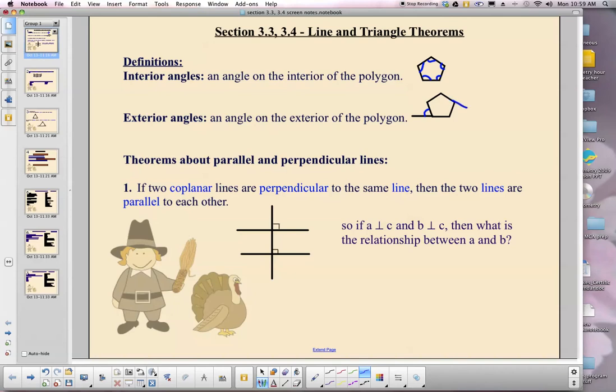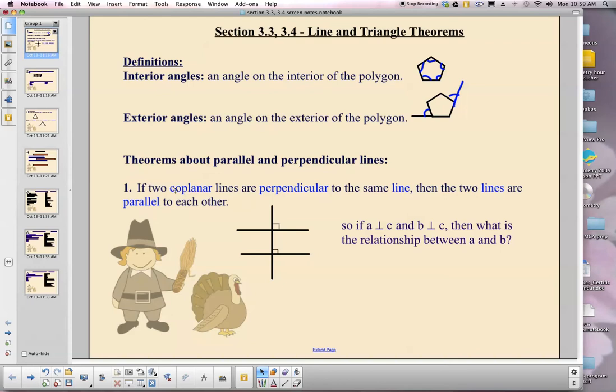You could go this way and have the exterior angle be here, or you could have it go this way and have it be here. It doesn't make any difference. Okay, goes both ways. Some theorems that we are going to talk about: lines and angles. We will get to the angles in a minute, but to start with the lines.